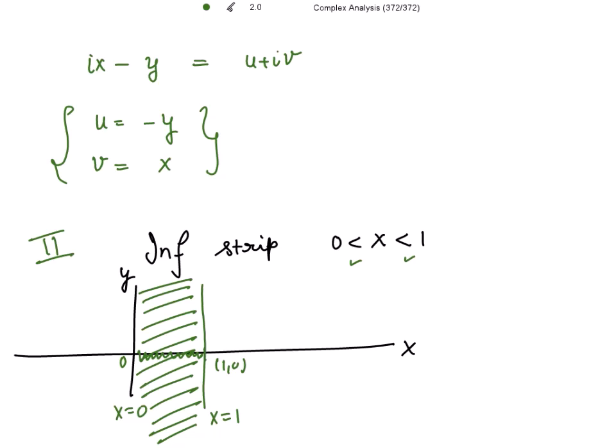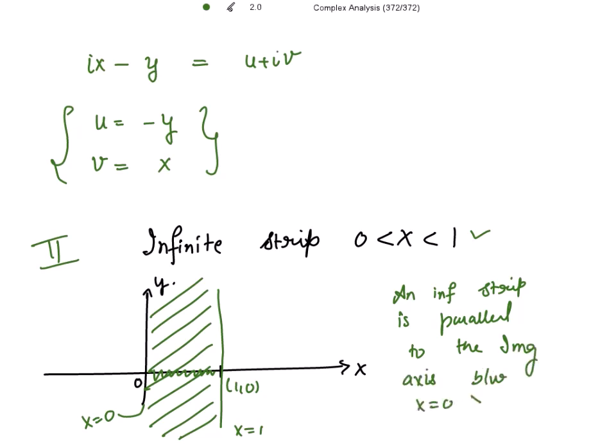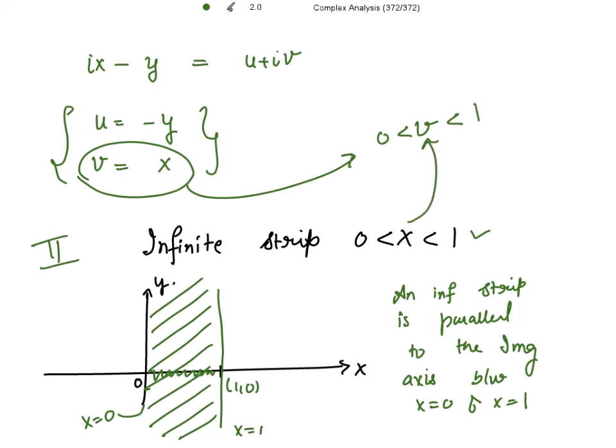We need to find the image for this. An infinite strip is parallel to the imaginary axis between x equal to 0 and x equal to 1, right? And it is very clearly seen from here that v is equal to x, which means v is also strictly greater than 0 and strictly less than 1. We can replace x with v now, right?